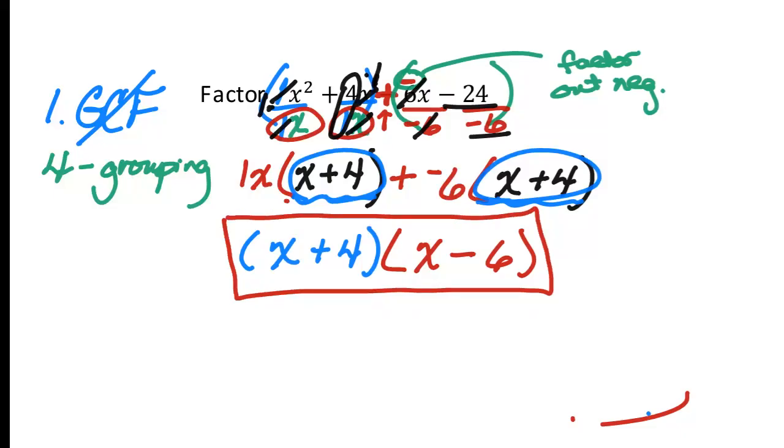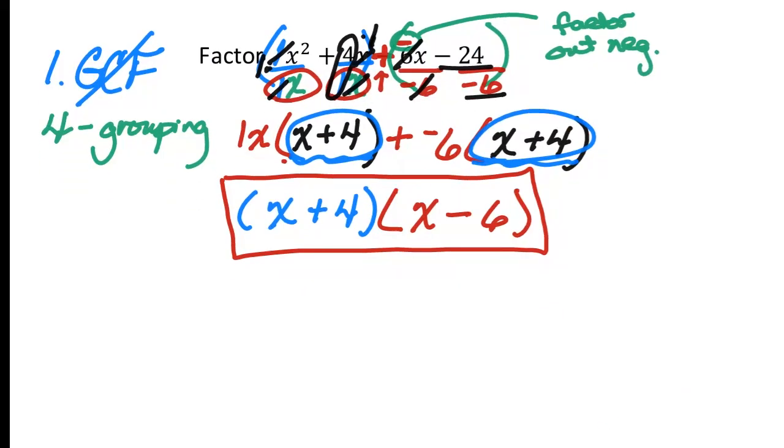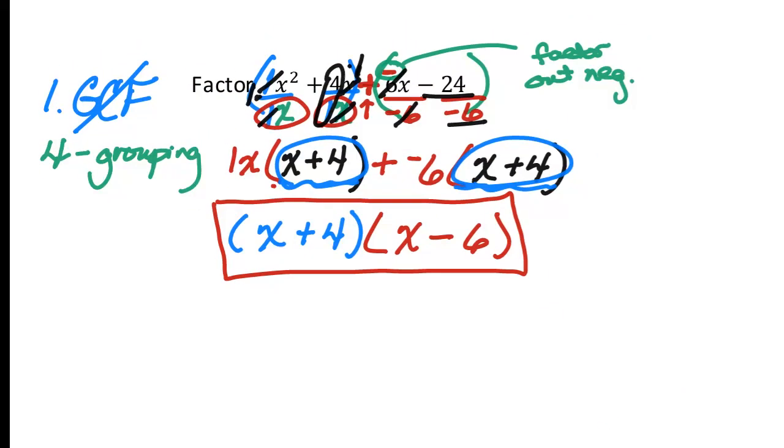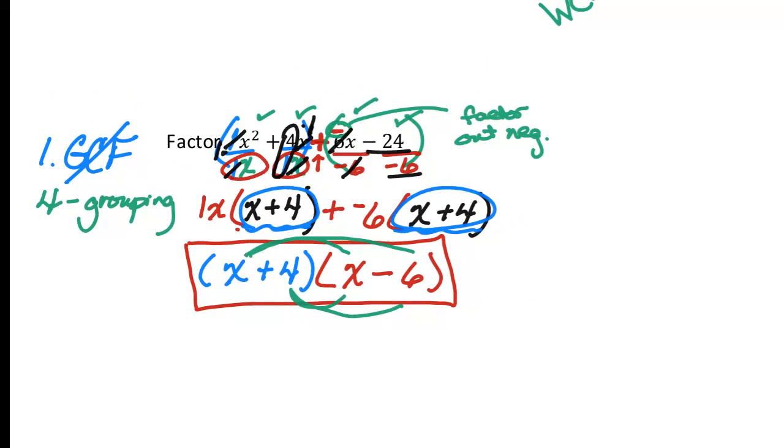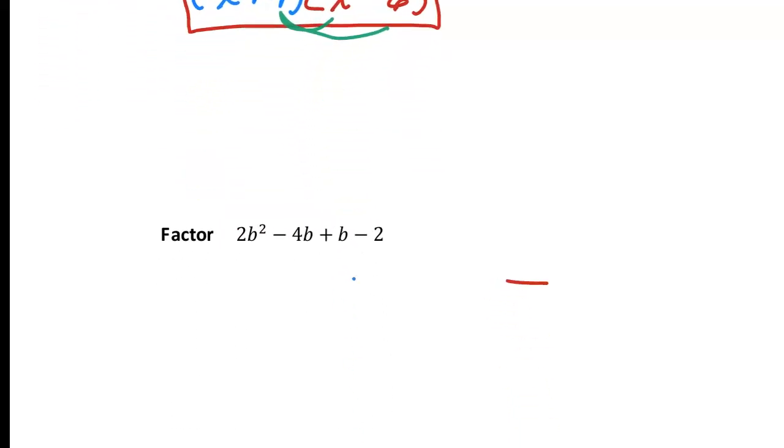Again, if I wanted to check just to see if my answer was right, you could use the box method or double distributive and say x times this gives me the x squared. I have x times this, which gives me negative 6x, which is there. And then underneath, 4 times x is 4x, and 4 times negative 6 gives me the negative 24. So I know my factorization is correct.